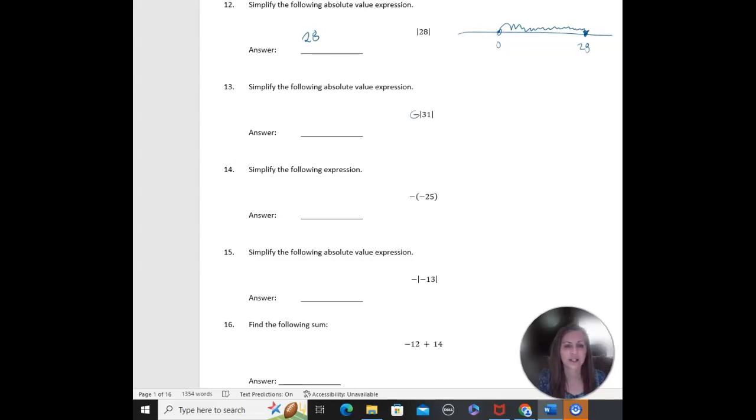Now, this one's interesting. The negative is in front. So what you're going to do is calculate the distance from 0 to 31. Okay, we know that that would be 31 steps. So the absolute value of 31 is just a plain 31. But this negative was in front. So our answer has a negative in front, and then the absolute value is 31.